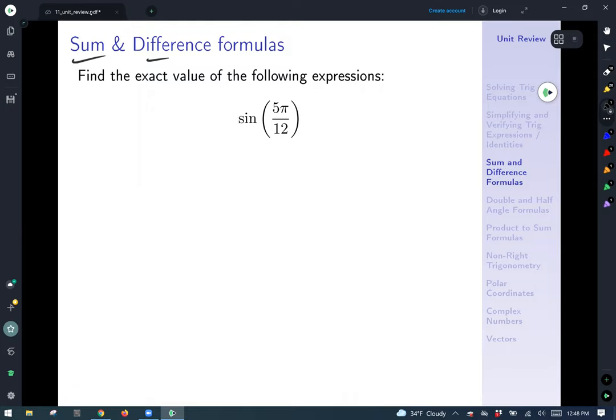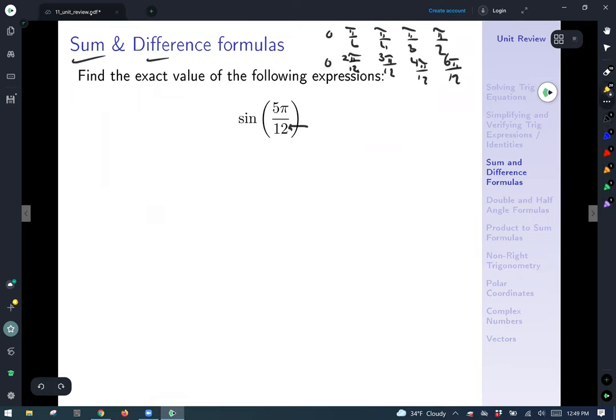So what you can do is take all of the key angles, 0, pi over 6, pi over 4, pi over 3, pi over 2, and write them in terms of the denominator you're interested in. So that's going to be 0, 2 pi over 12, 3 pi over 12, 4 pi over 12, and 6 pi over 12, something like that.